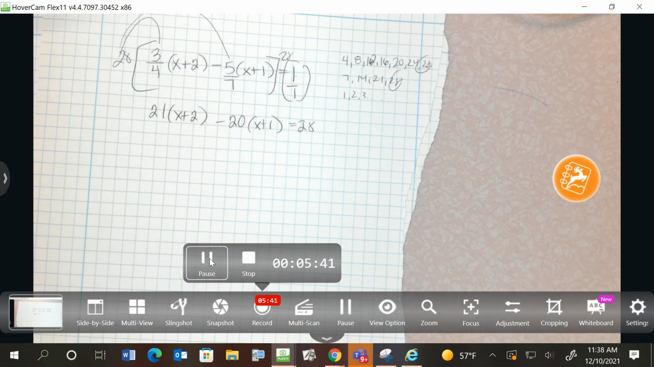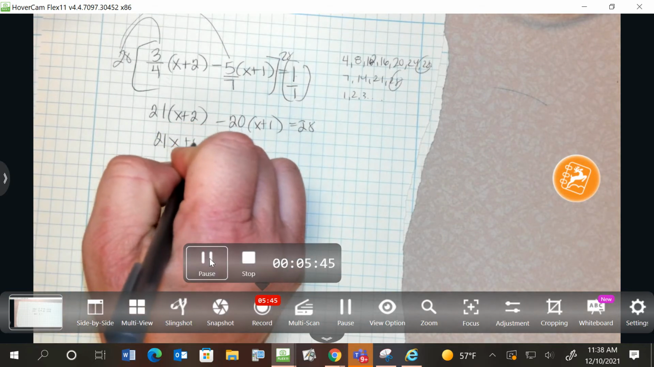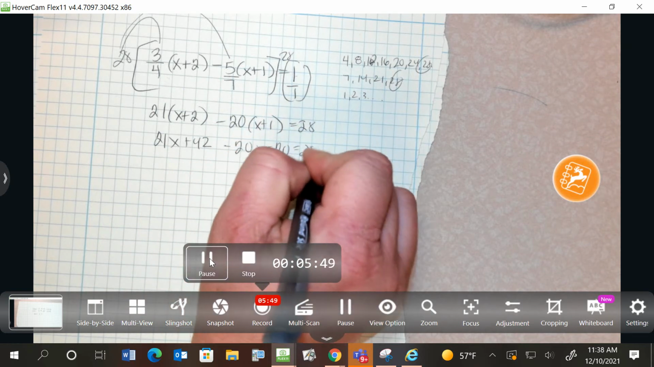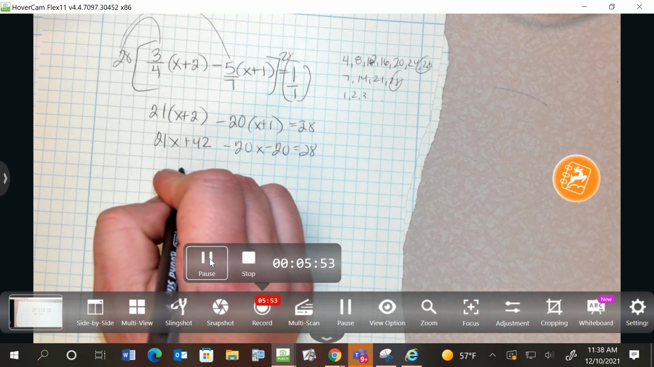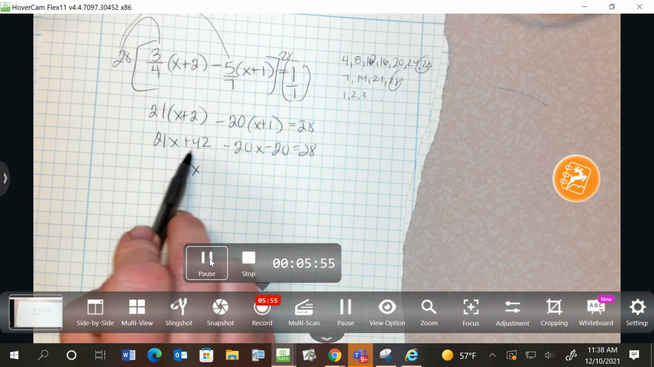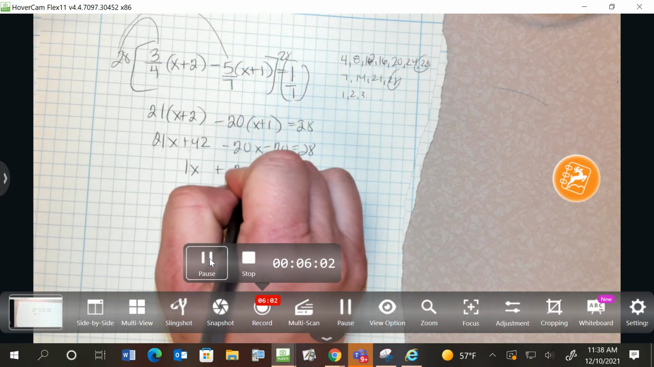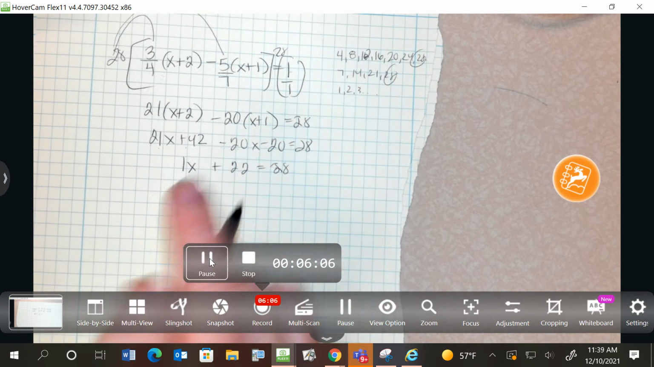Now I'm just going to distribute the 21 and the negative 20. Now I'm going to continue here to combine like terms. 21 minus 20, both with x's. 42. Now 42, most of you are going to do this in your head, but 42 minus 20 is going to be a positive 22. And continue to solve, isolating the x.